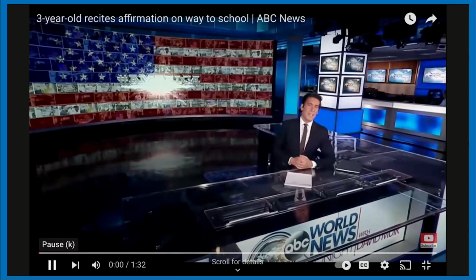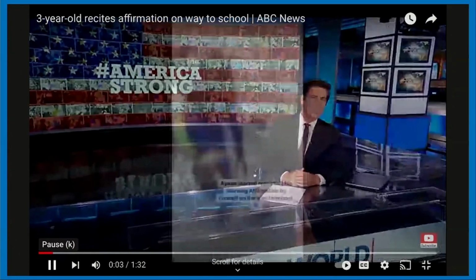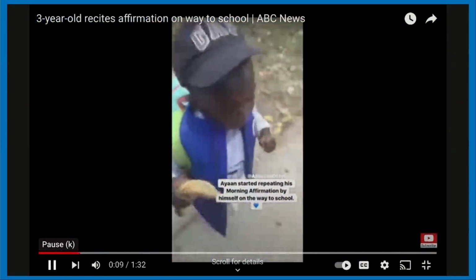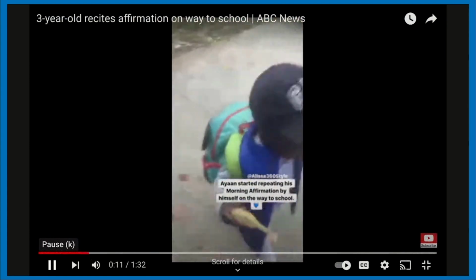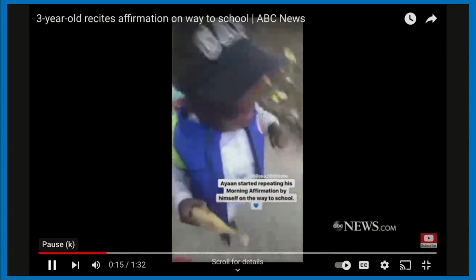Finally, the 3-year-old who is definitely America Strong. It's the moment moving so many. The simple walk to school, the 3-year-old named Aeon wearing his backpack and remembering the words his mother taught him at just 2. What he says to himself over and over again.